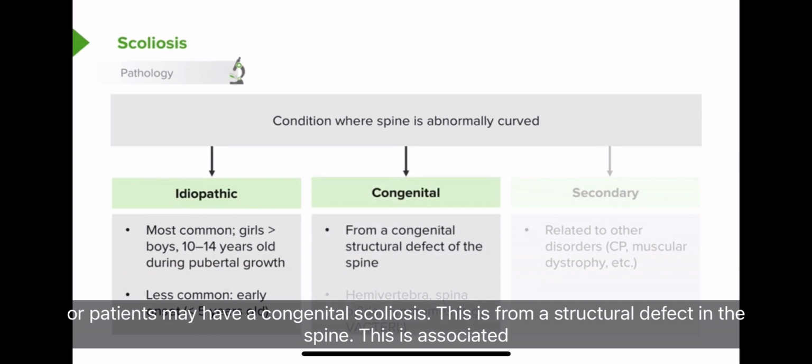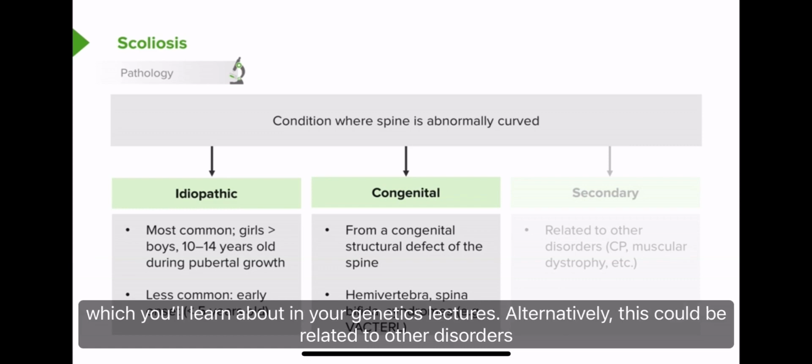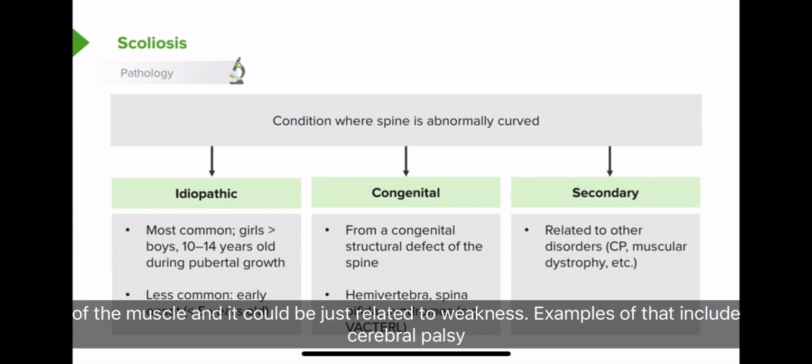Or patients may have a congenital scoliosis. This is from a structural defect in the spine. This is associated with spinal defects like hemivertebrae or spina bifida or certain syndromes such as VACTERL syndrome, which you'll learn about in your genetics lectures. Alternatively, this could be related to other disorders of the muscle, and it could be just related to weakness. Examples of that include cerebral palsy or muscular dystrophy.